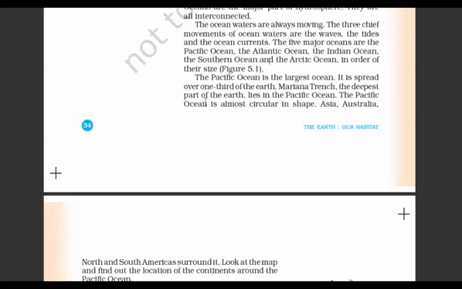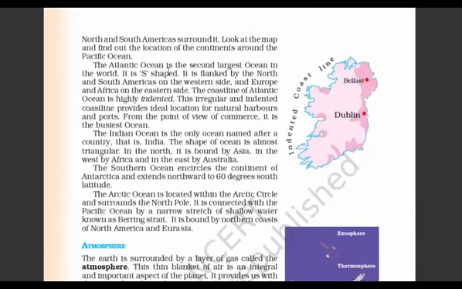Mariana Trench is the deepest part of the Earth. It lies in the Pacific Ocean. The Pacific Ocean is almost circular in shape. Coming to the Atlantic Ocean, it is the second largest ocean in the world.